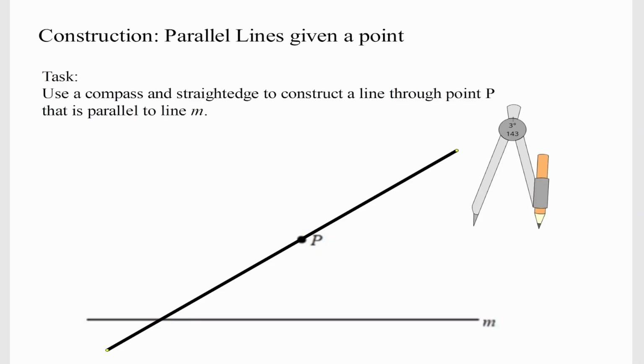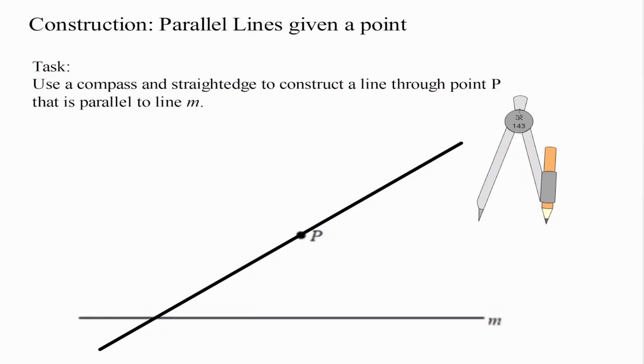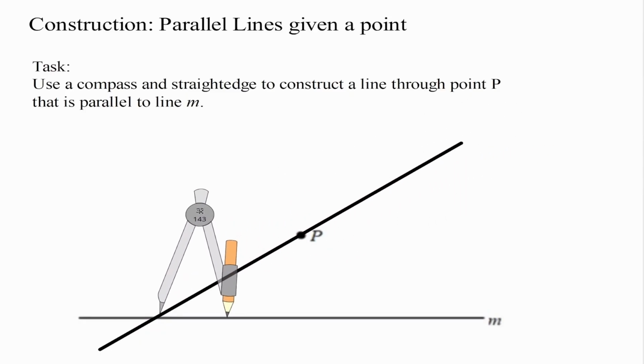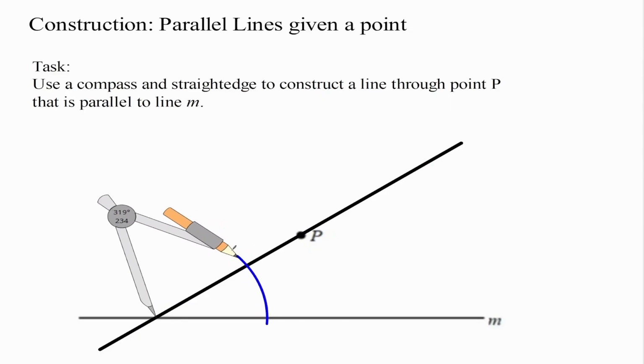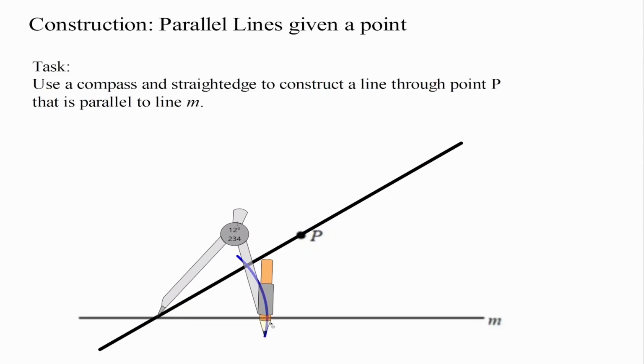My second step, I'm going to get my compass. I'm going to put my metal leg at the intersection between the two lines, and I just want to open my compass some distance to create some arc. So there it is. This is some arc. It doesn't matter what the distance is. It can be farther, it can be closer, but just some distance. The farther you are, the more accurate your construction is going to be.